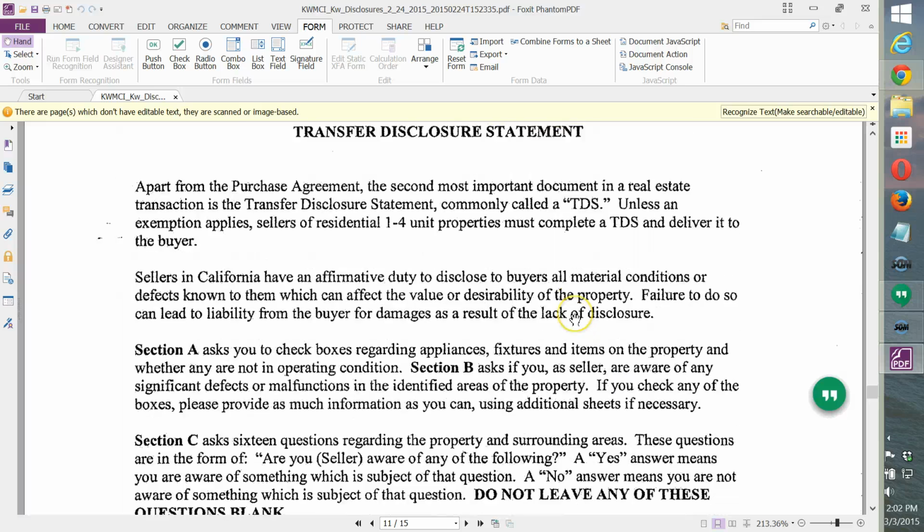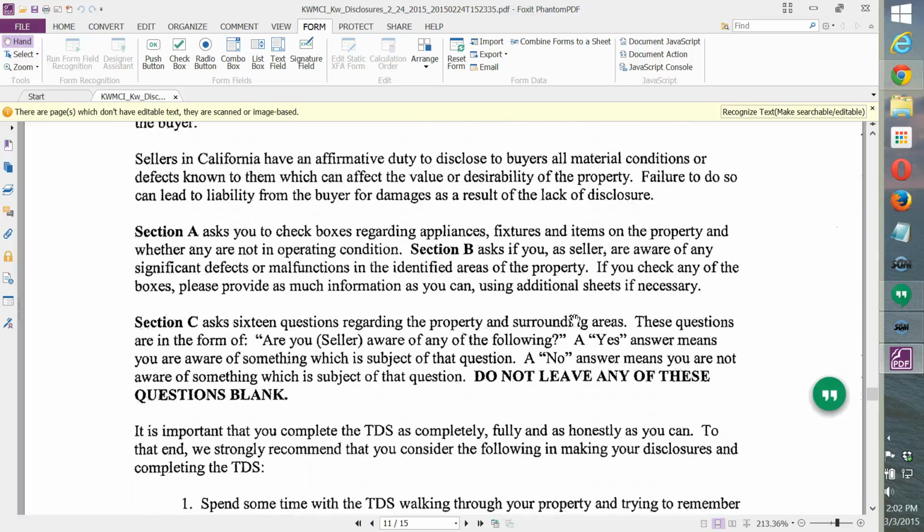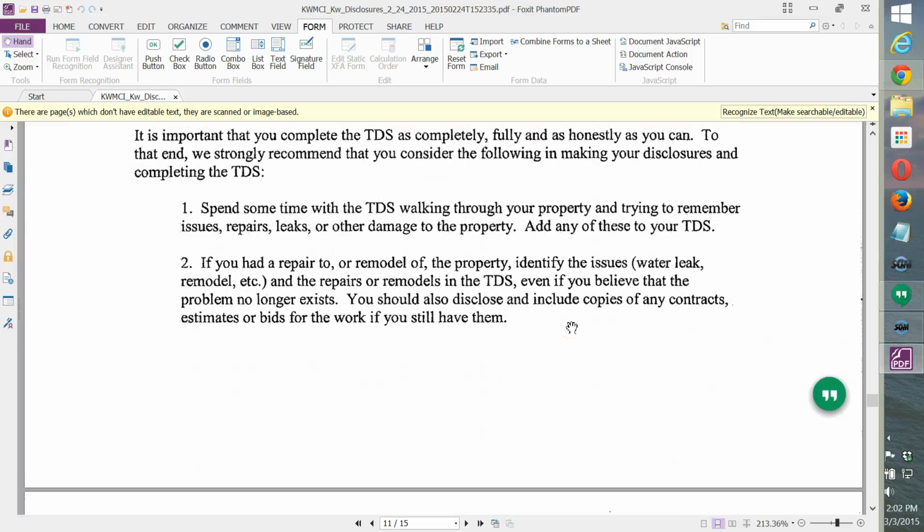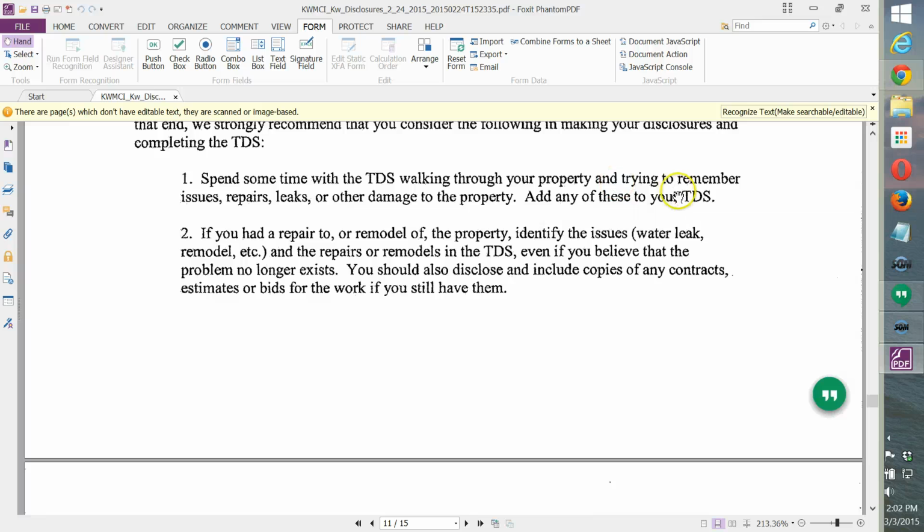The seller advisory regarding completing the transfer disclosure statement. This is sort of a "don't lie and be complete" is really what all of this says. Spend some time with the TDS walking through your property. By the way, as an agent, how much help are you supposed to give the seller in filling out the transfer disclosure statement? I wouldn't say none, that's such an extreme word. Very little. You're supposed to explain to them that they're supposed to do it. By the way, we'll get to that one.